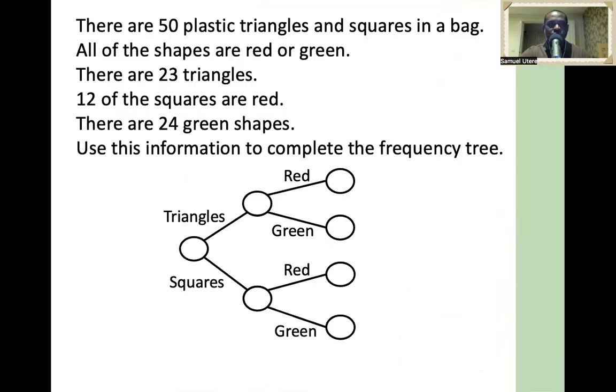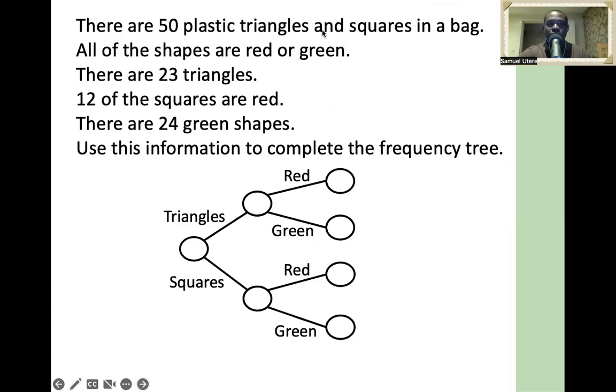Okay, let's move on. A new example. Now, we're moving to the other part of the lesson, where you're broadening your understanding, deepening your understanding to do more practice. So sometimes we'll be given questions in words and we'll be required to use the information from the question to fill a frequency tree. Here is this one.